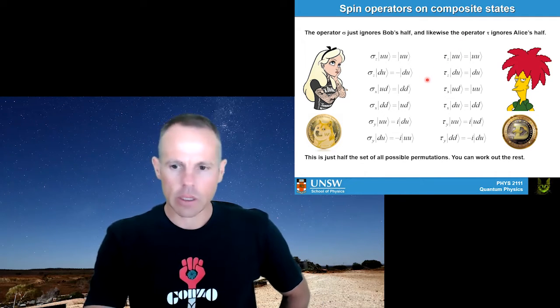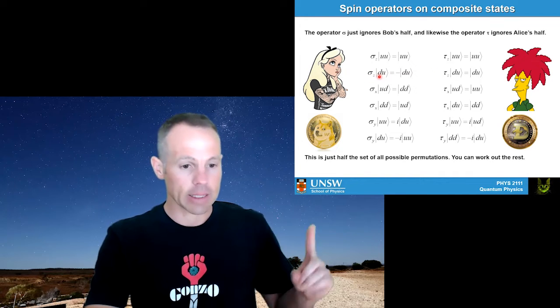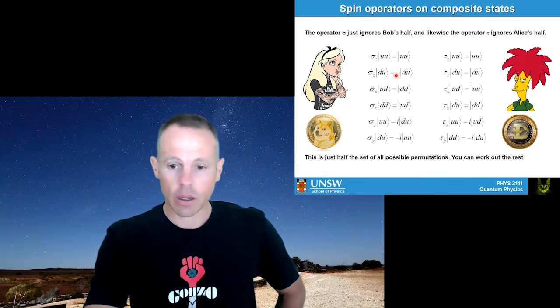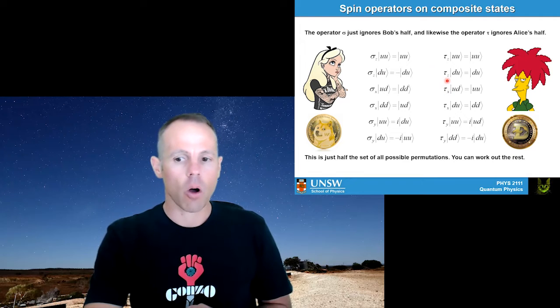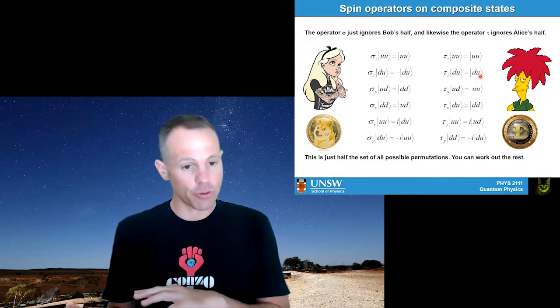The place where you can see this most easily is this one here. You'll see that sigma z operating on Alice's down state will give her a down state with a -1 here. And if we look at Bob's, his will operate on an up state. That should give us the up state back with a +1. And sure enough, that's what you find on the other side.